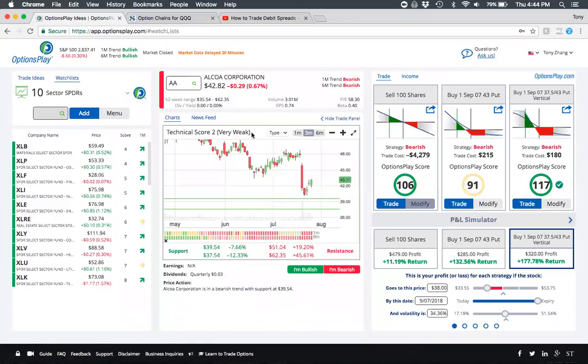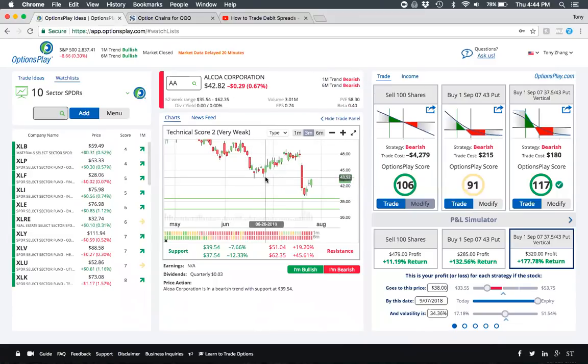So Alcoa, first of all, is a weak stock, technical score of 2, telling me this is an underperforming stock. 1 month and 6 months trends are bearish. This is a materials stock, which is one of the weakest sectors right now. So everything lines up on the bearish side for Alcoa.